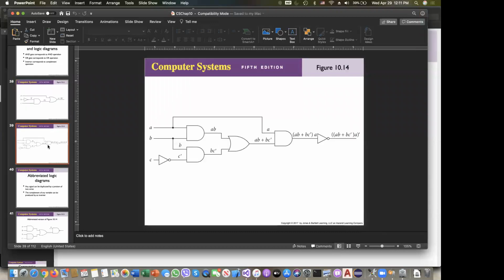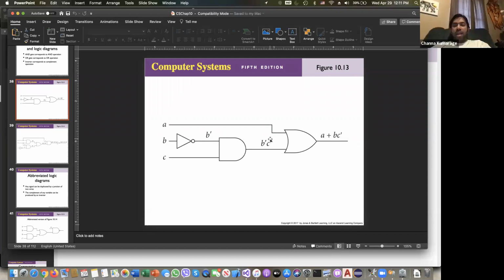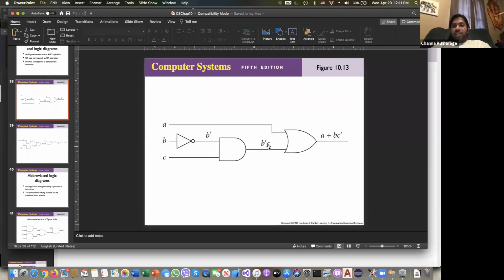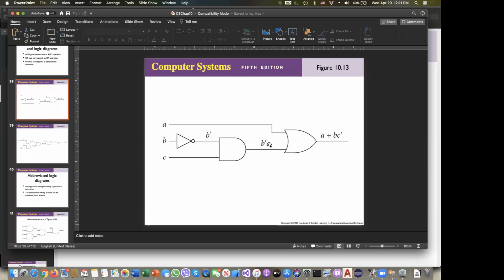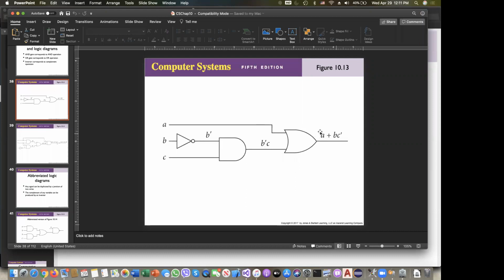So now, question? Can you go back to that last one? Say A was 1, B was 1, and C was 1. So B would be turned into 0. Then the B dash C will be 0, right? Because if any one of those is 0 in an AND gate, that will be 0. And then this is 1. Still the end result will be 1, because if at least one is 1, this will be 1.